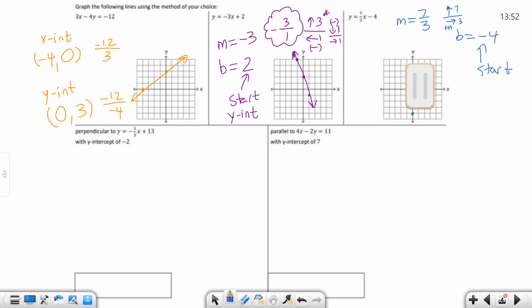So let me erase those. And it was right here. 1, 2, 3, 4, 5, 6, 7. Just making sure I'm going back to the right spot. And then extend my line through both points. Put arrows on the end.